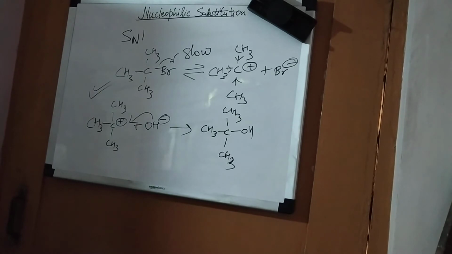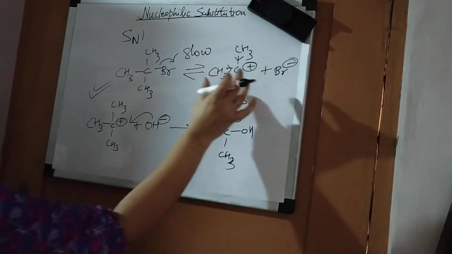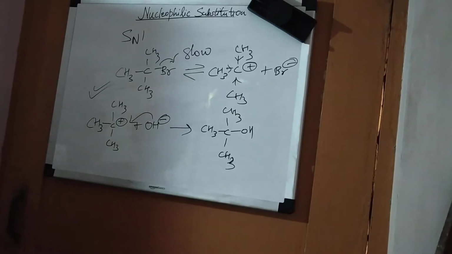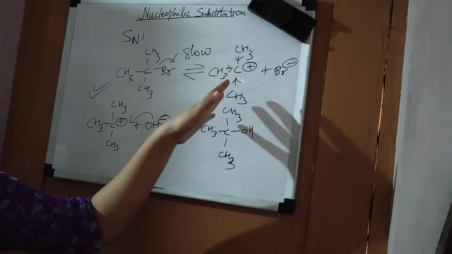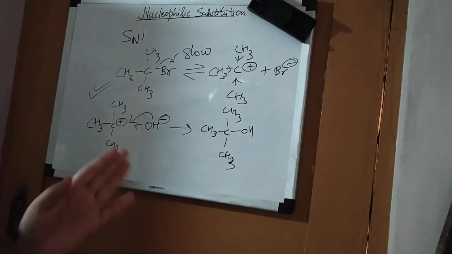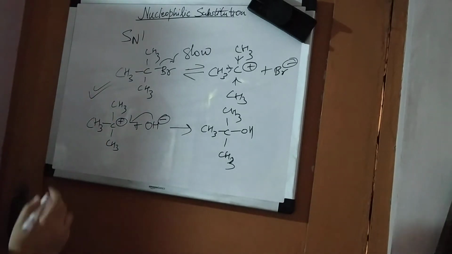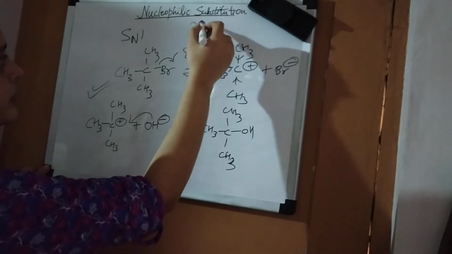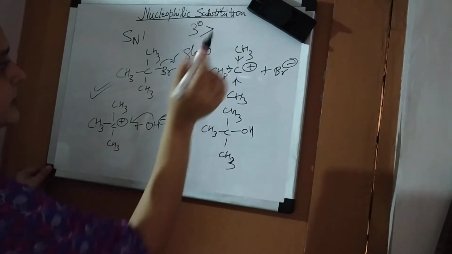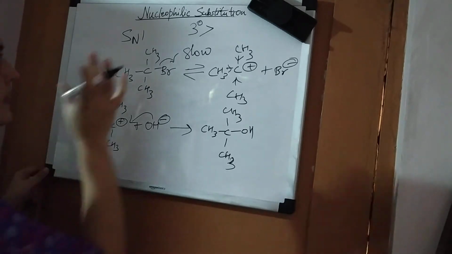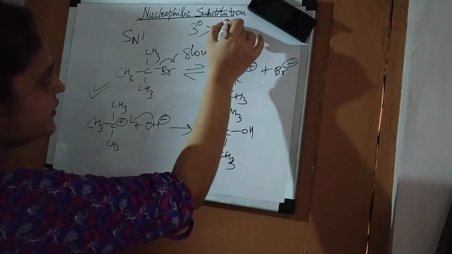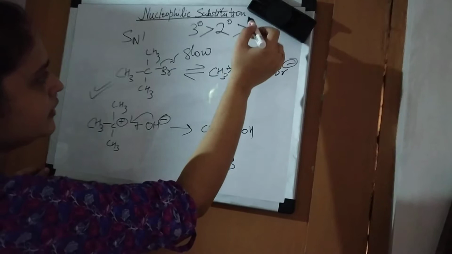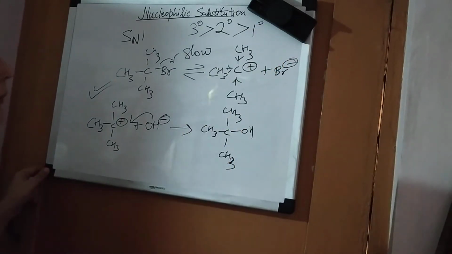Also, the stability of the carbocation is important in the SN1 mechanism. The most stable is the tertiary carbocation, then the secondary carbocation, and then the primary carbocation. Therefore the order of reactivity here is the opposite of SN2: tertiary alkyl halides undergo the SN1 reaction most readily, then secondary alkyl halides, and then primary alkyl halides.